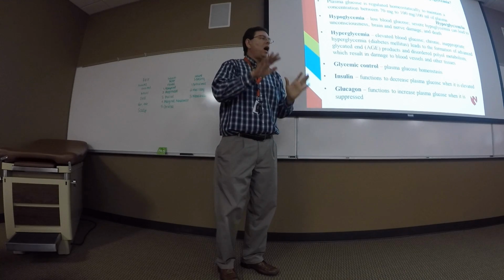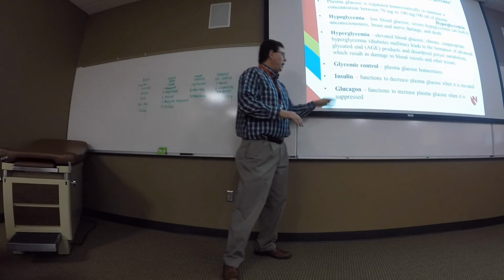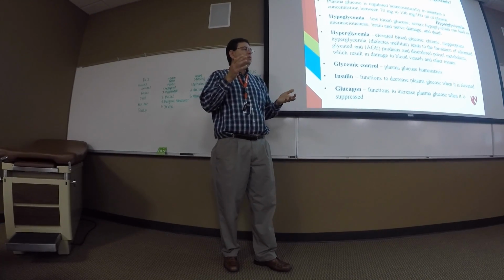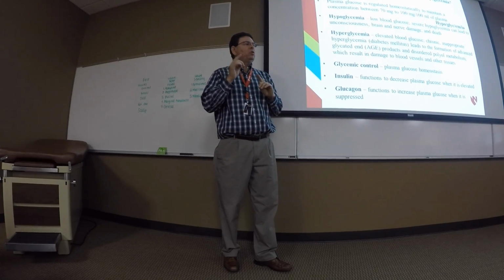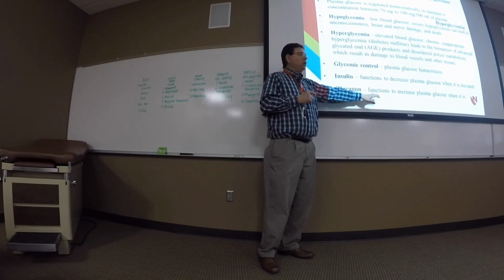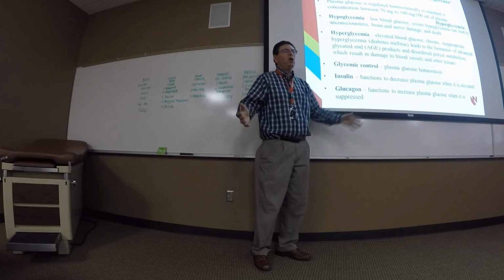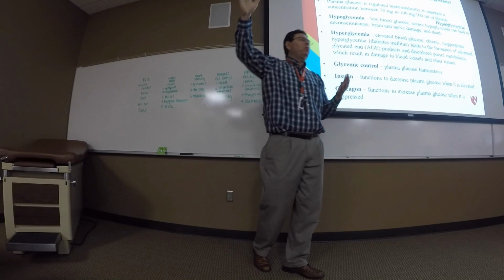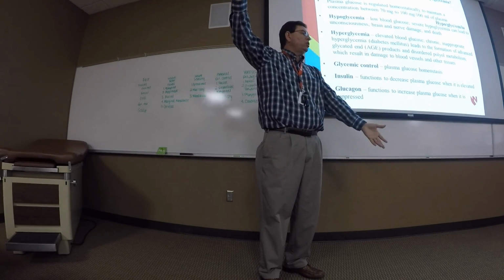If we are hypoglycemic, pancreatic alpha cells will realize, oh, glucose is low, let's release glucagon, and glucagon goes out to cells throughout the body, including the liver. And what does it do with the liver? It functions to help raise plasma glucose. It tells the liver, break down your stored glycogen and release glucose into the bloodstream.